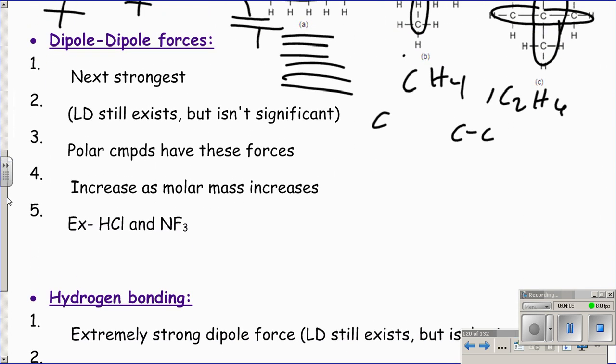All right, DD. Dipole-dipole forces. These are only present in polar molecules. London dispersion forces can still exist in addition to the dipole-dipole, but what's the more significant of the two? Definitely the dipole-dipole, because both of them still exist in this molecule, because like I said, London's in everything.